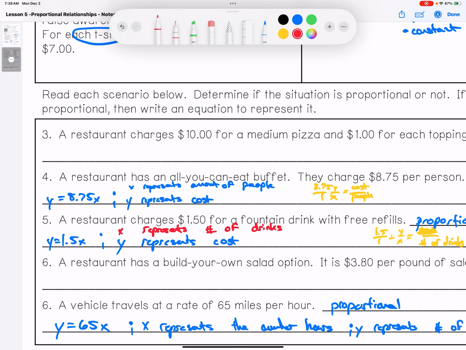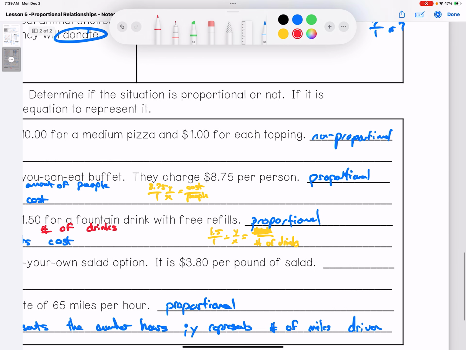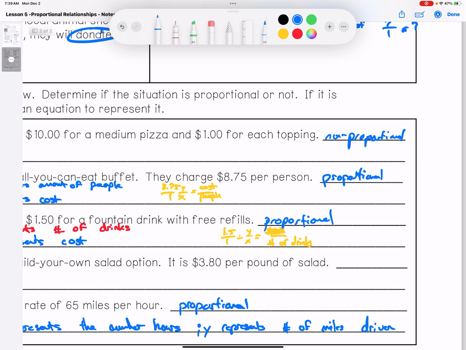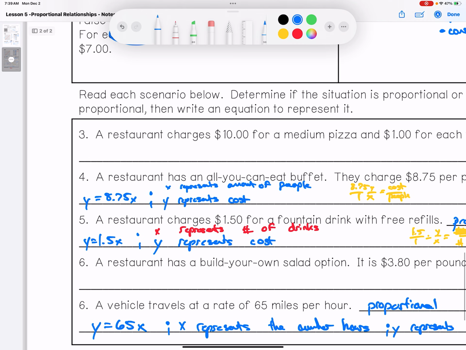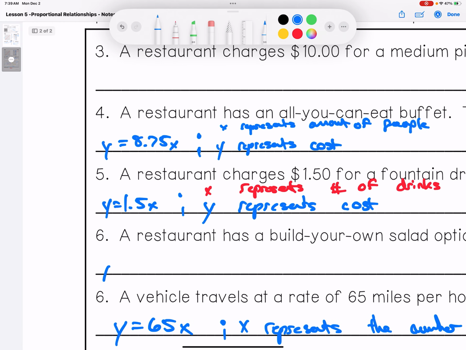A restaurant, number 6, last one. A restaurant has a build your own salad option. That sounds great. It is $3.80 per pound. Is it proportional or not proportional? Does it change, or is the cost the same? The cost is the same no matter how many pounds you buy. So it is proportional. And then y is going to equal whatever the rate is, so 3.8x, or 3.80 if you like that 0 at the end.